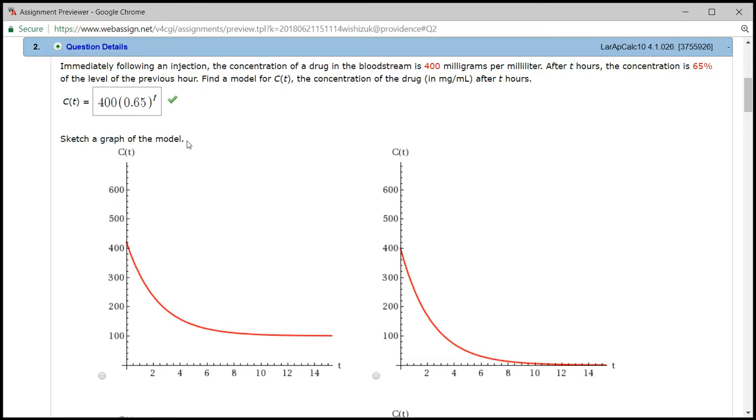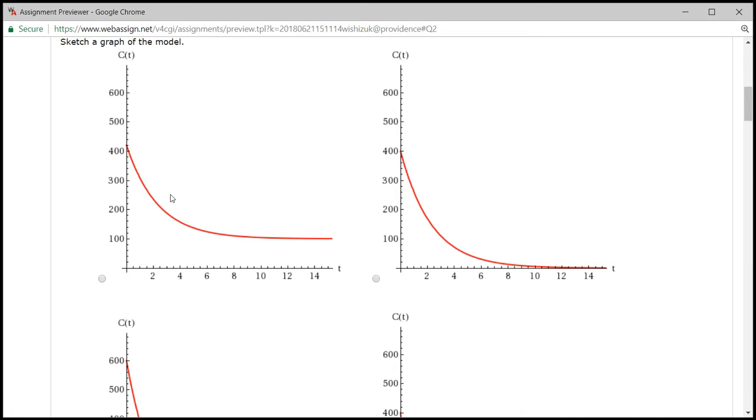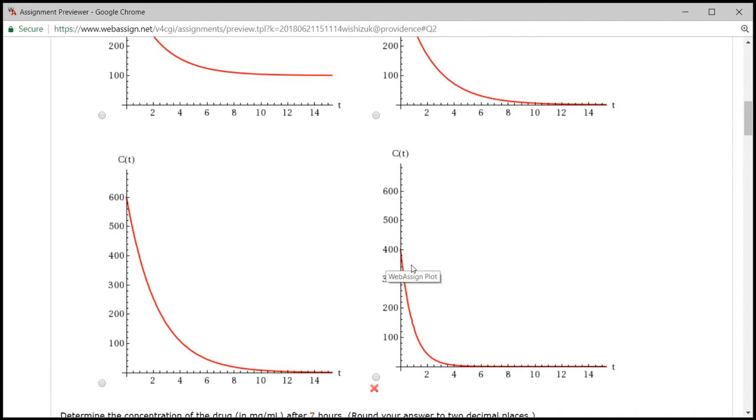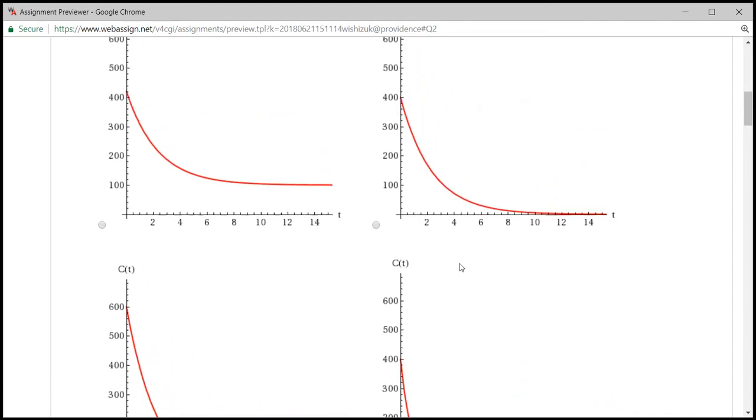Now the graph. When t equals 0, it's at 400 milligrams. So the first one is a little bit off, the second one looks pretty good, our third one is way off, and the fourth one looks pretty good. So it's between the second one and the fourth one.